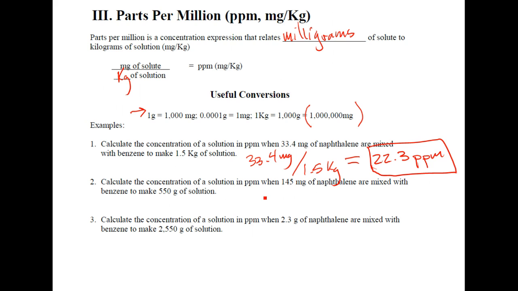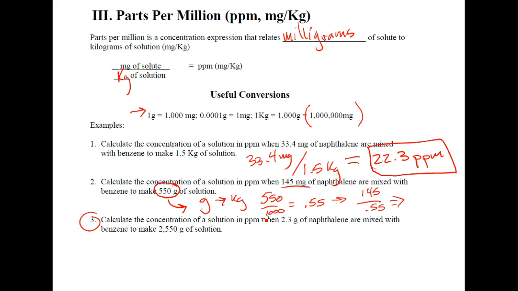Now, obviously, I don't like making things that easy. In problem 2, I give you milligrams on top, but you have to convert grams into kilograms. To go from grams to kilograms, you just divide by 1,000. So 550 over 1,000 is 0.55. So I now have that on the bottom. So 145 on top, 0.55 on the bottom. I'll let you figure that out.